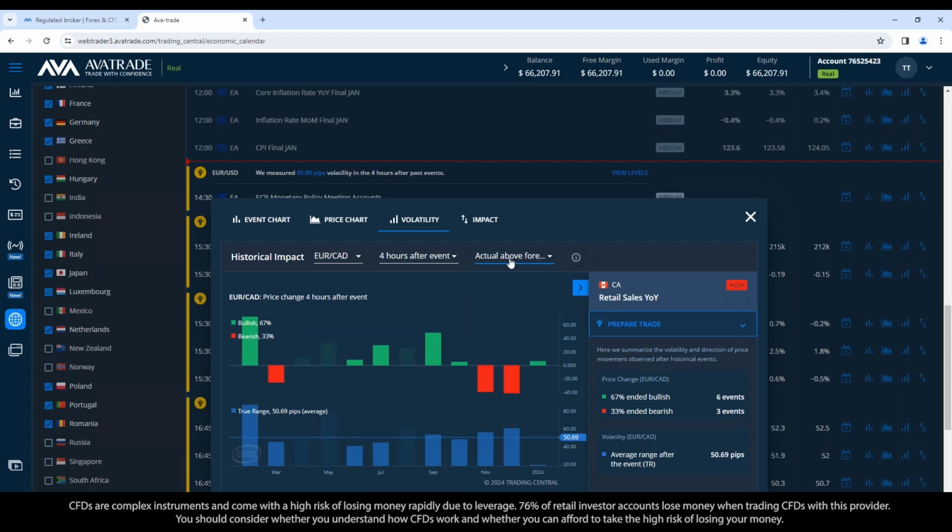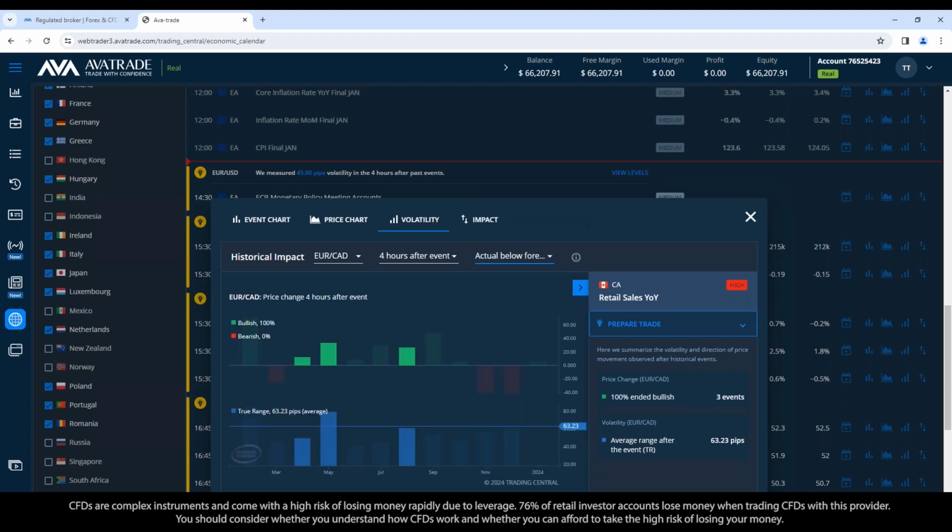The euro strengthens. If this comes in below forecast, it's 100% of the time. Okay, and this happened 3 times now. So there's something consistently happening here where the Canadian is weakening. If the numbers come in below forecast, we can see that, and it kind of makes sense. Worse numbers than expected for retail sales, the Canadian might weaken.